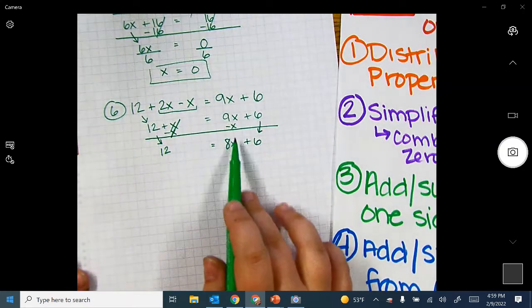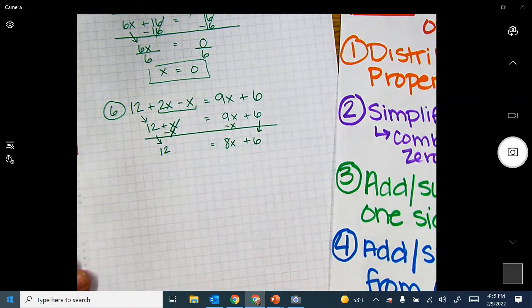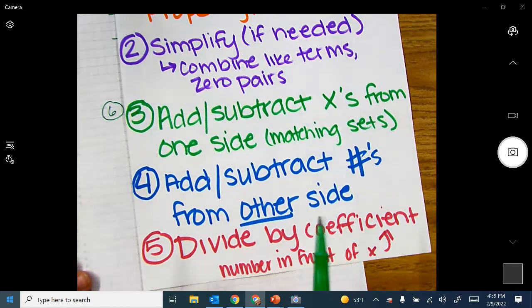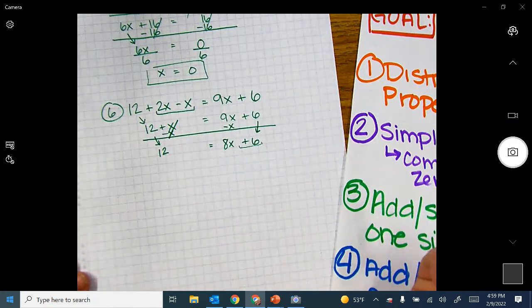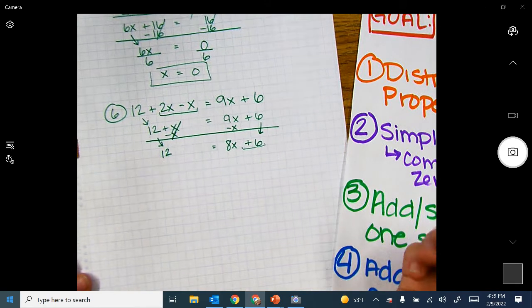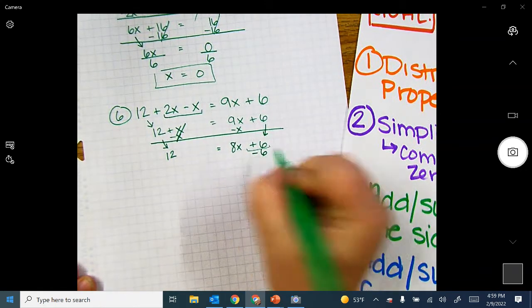Now I only have x's on the right, none on the left. So that part is good. Next, I need to worry about the numbers. I want all the numbers on the other side. So I need to get rid of this plus 6. So to get rid of a plus 6, I need to do the opposite, which is subtract 6.